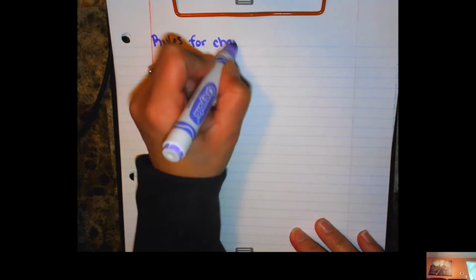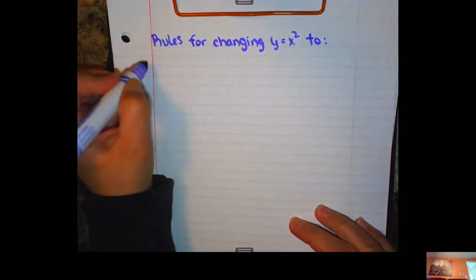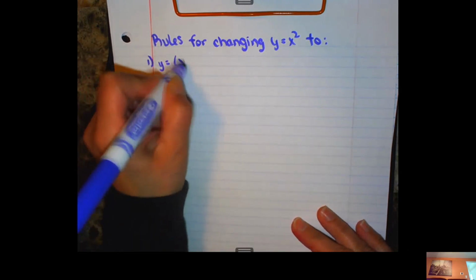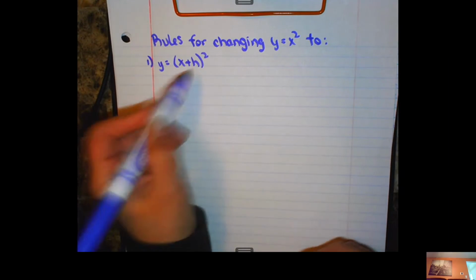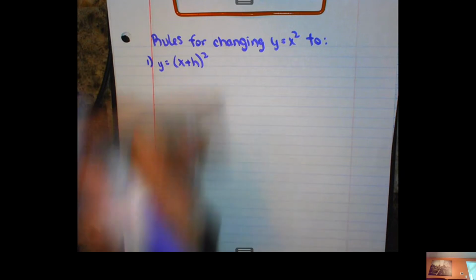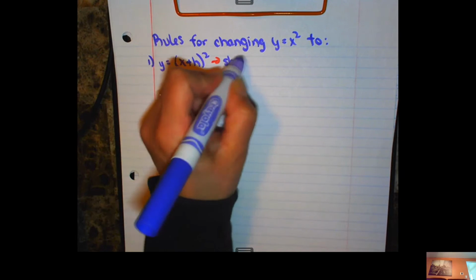Here are our rules. Can you write rules for changing y equals x squared to, and here's our rules. So we're going to have 4 of them. So 1, y equals, can you write x plus h squared? This h is just any number. If you are adding inside of the parentheses, the shift is going to be to the left. So can you write shifts left?